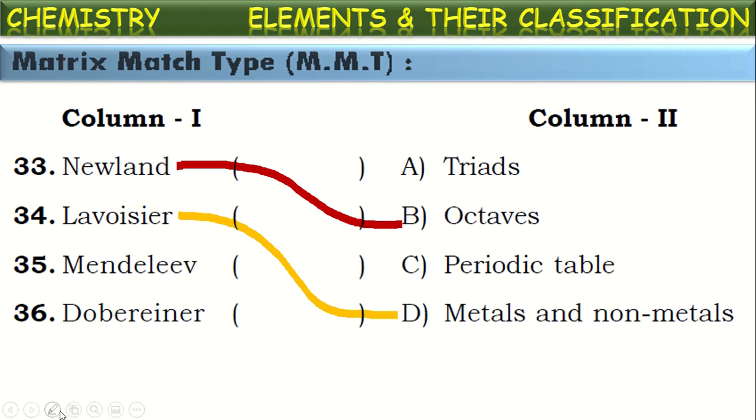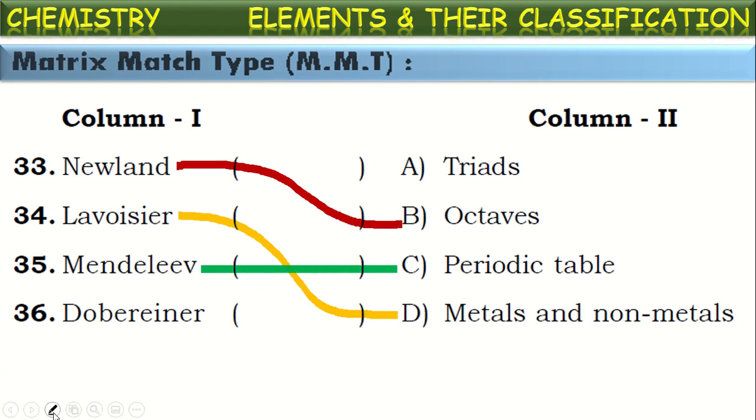Next, Mendeleev. How did he classify elements? Mendeleev classified all the available elements into a tabular column. So the first periodic table was given by Mendeleev. That's why you say the father of the periodic table was Dmitri Mendeleev. He was the scientist who succeeded in classifying all the available elements into different groups and periods. He could fit all the available elements at the time into the periodic table. So the periodic table was given by Mendeleev.